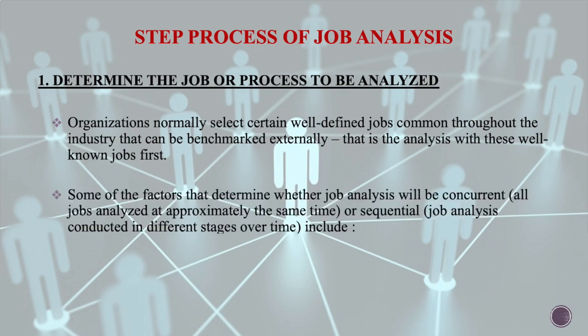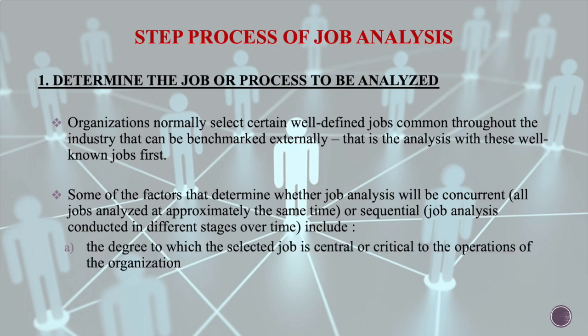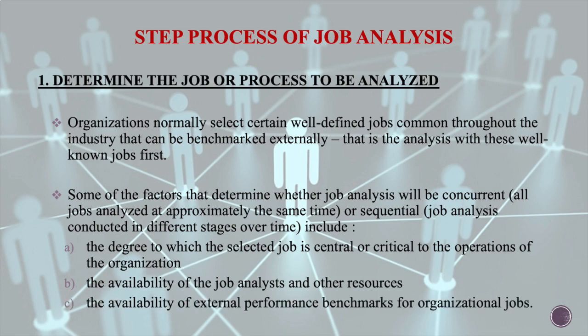In this step, some of the factors determine whether job analysis will be concurrent. Concurrent means all the job analysis is carried out at approximately the same time, or sequential. Sequential means the job analysis is conducted in different stages over time. But both of them need to include, number 1, the degree to which the selected job is central or critical to the operations of the organization. Number 2, the availability of the job analysts and the other required resources. Number 3, the availability of external performance benchmarks for organizational jobs of similar nature.